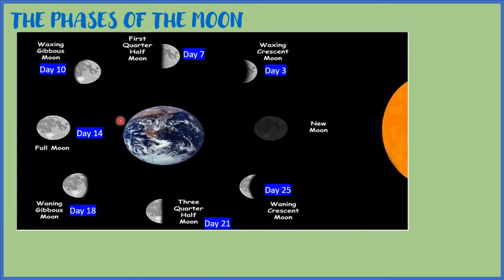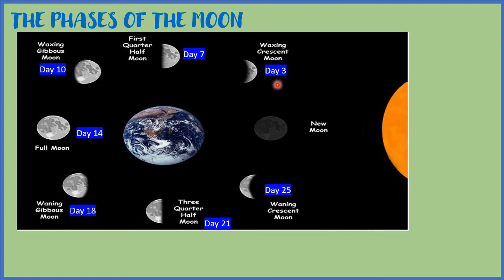Phases of the moon. When the moon is between the sun and the earth, the side of the moon facing us does not get sunlight. So we cannot see the moon because its dark side faces us. And this is called the new moon.